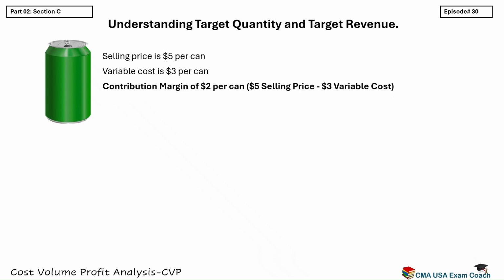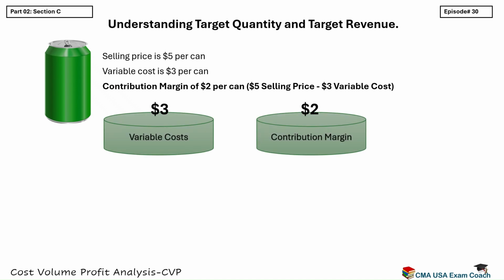Now what does this mean? Every time I sell one can, out of the $5 selling price, $3 goes to cover the variable cost like ingredients, packaging, etc.